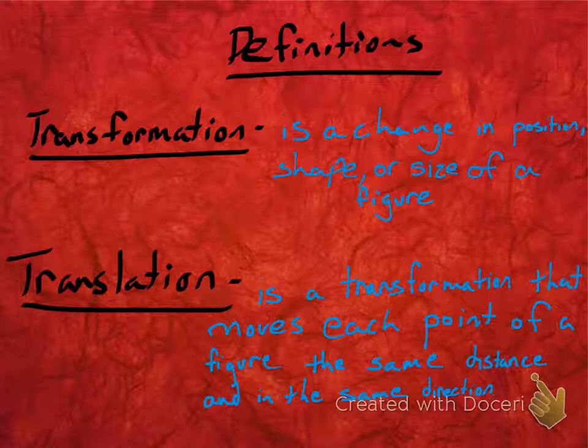Alright, there are different types of transformations. Like translation is a transformation. It's a type of one that moves each point of a figure the same distance and in the same direction. Basically, you're taking the figure and you're sliding it, either up, down, left, or right. You're just sliding it. That's a translation.